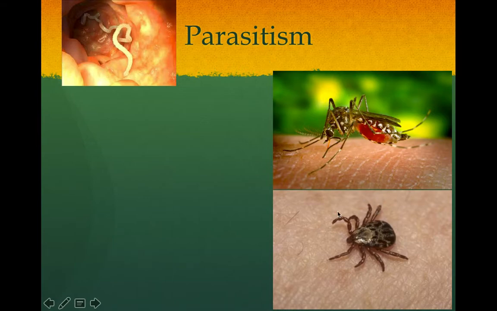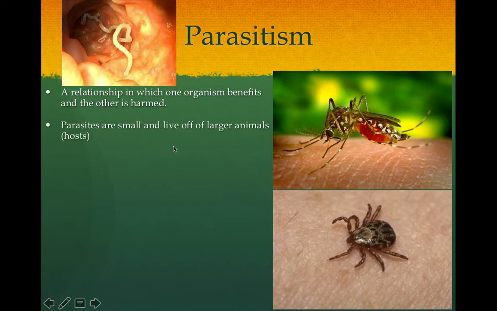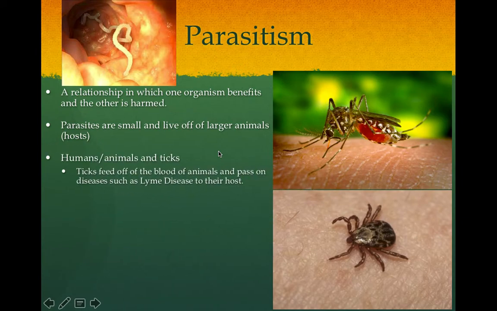If you live on Long Island, you've probably been bitten by mosquitoes, and many of you probably bitten by ticks. It's a relationship in which one organism benefits and the other is harmed. Parasites are small and live off larger animals or hosts. An example could be humans with ticks, okay? And if you have dogs and cats, you've probably seen them get ticks as well.